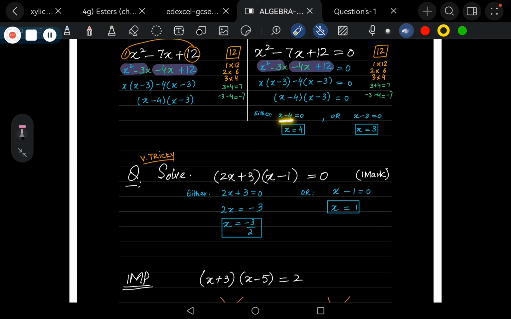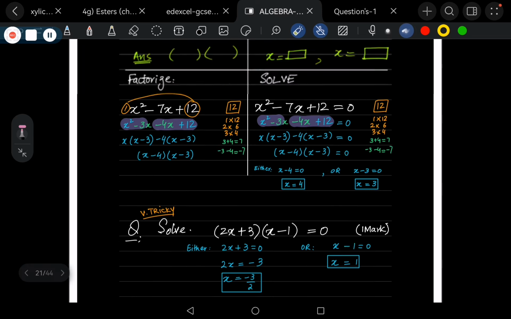So one time x minus 4 equals 0, and doing the reverse operation, negative 4 will go to the other side and become positive. So x equals 4. That negative 3 will go to the other side and become x equals 3, because negative will be converted to positive. So these are your two answers: x equals 4 and x equals 3.